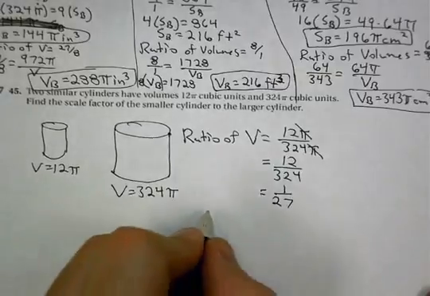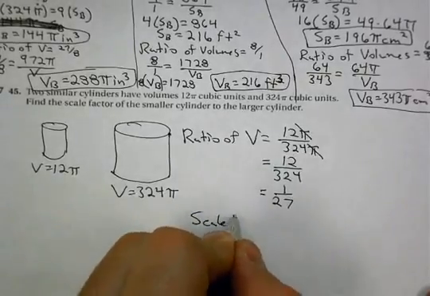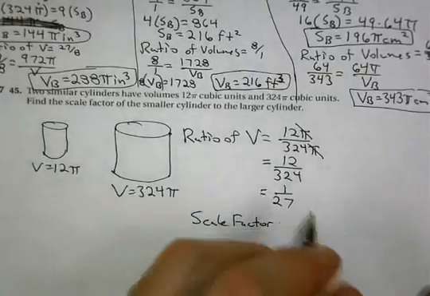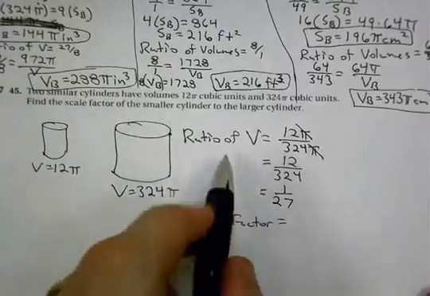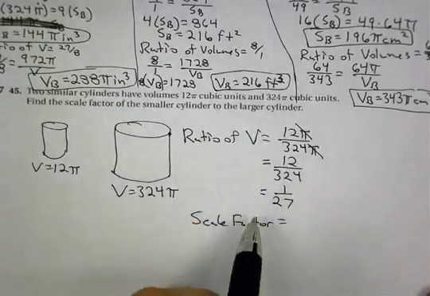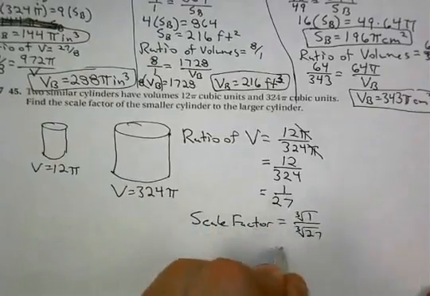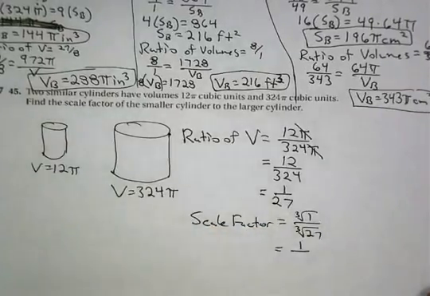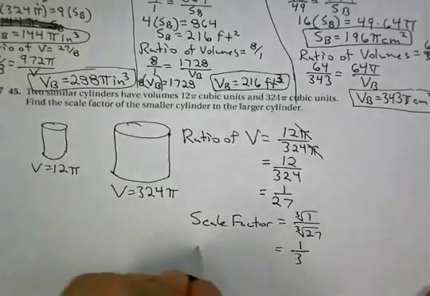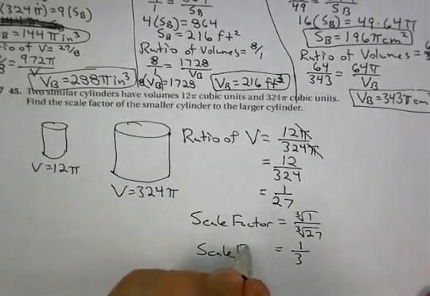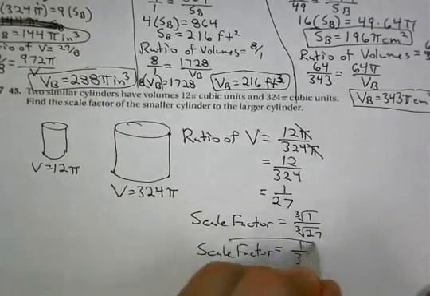And now to get to the scale factor, I'm going to take the cube root of both those values. Because this is cubed, I want just the units, so the cube root of 1 over the cube root of 27. Well, cube root of 1 is 1, the cube root of 27 is 3, so my scale factor is 1/3.